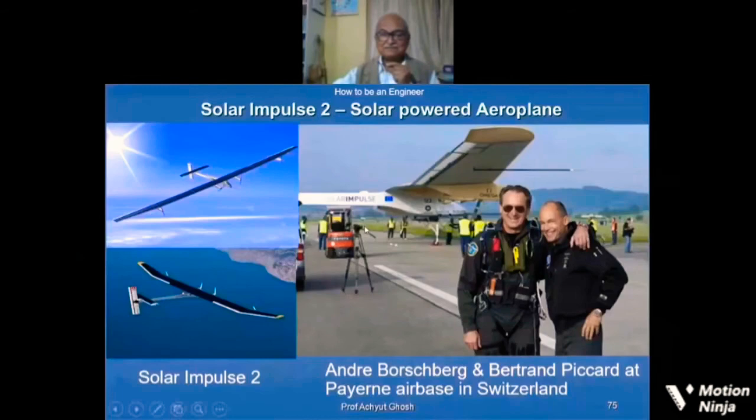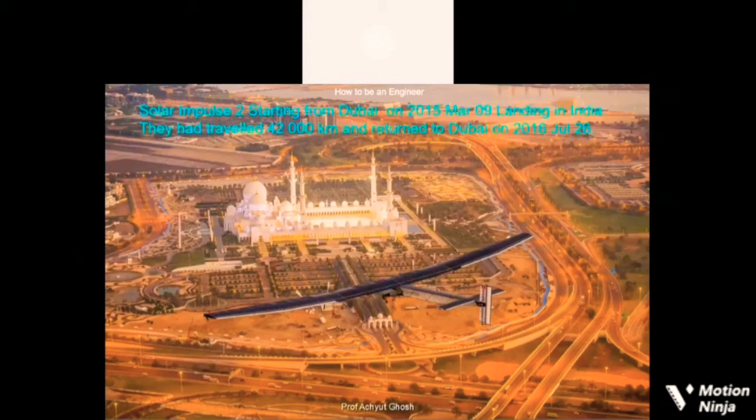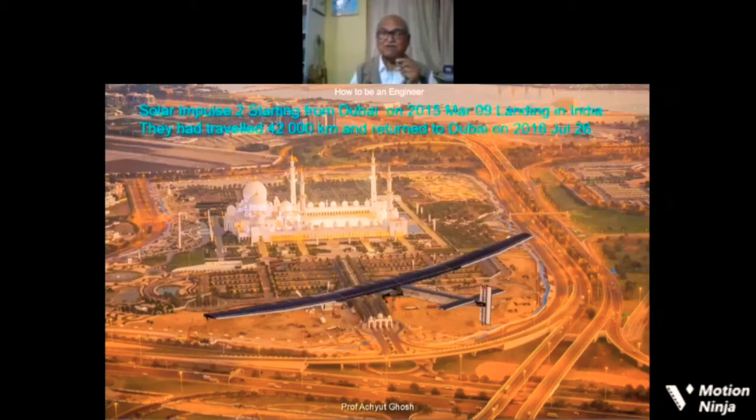Solar Impulse 2 started from Dubai on 2015 March 9, landing in India, and they have traveled 42,000 kilometers and returned to Dubai. So they have covered the whole world on solar power only. They have crossed the Pacific Ocean on solar power. They took some time so that they will have the sun on them always.